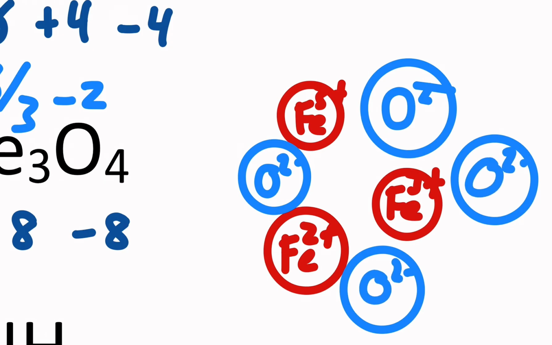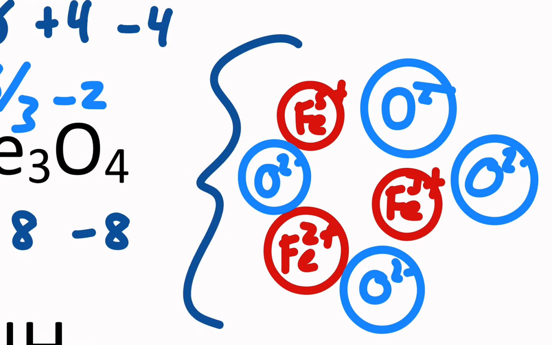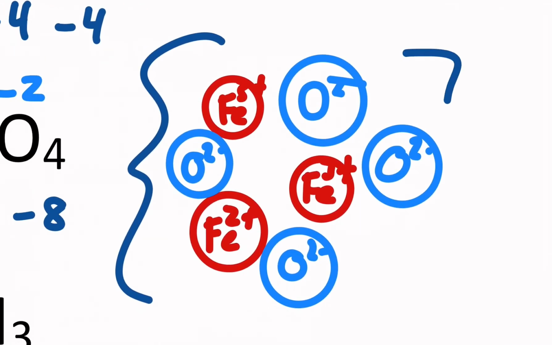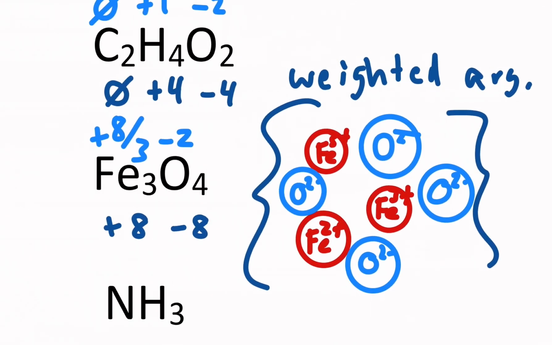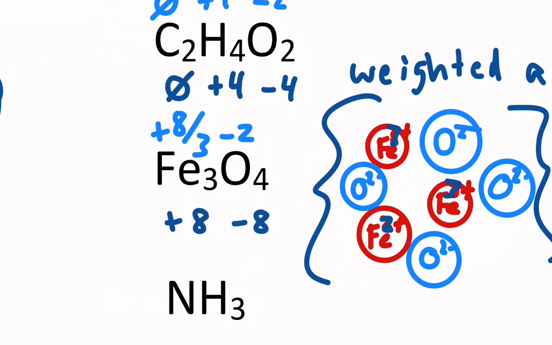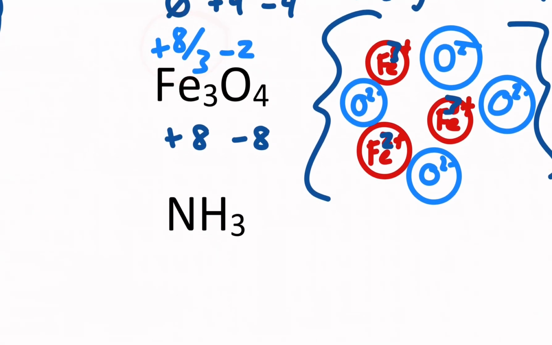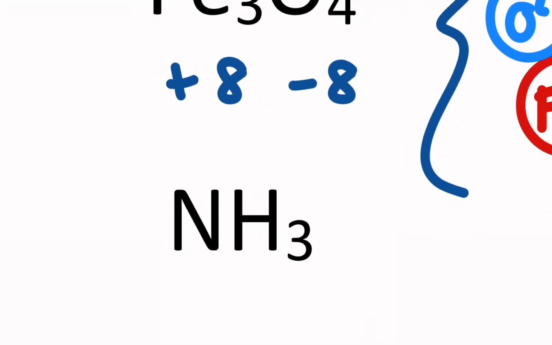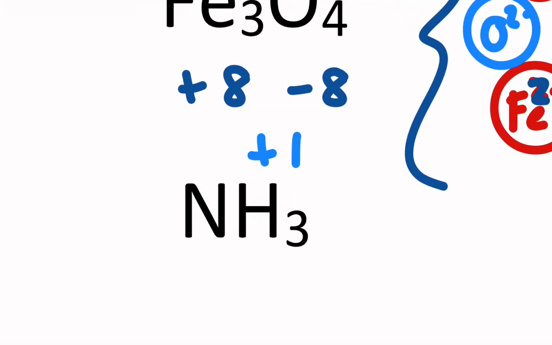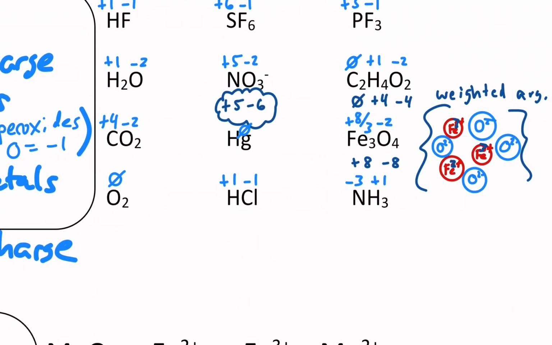And what this actually is, is a weighted average. There is a weighted average here, and that's why you get a fraction. So we have some iron 2s and some iron 3s, so the net weighted average is +8/3. That's kind of rare, but it does happen. Okay, to finish up, the last one was not strange. It was +1 for the hydrogens and -3 for the nitrogens.